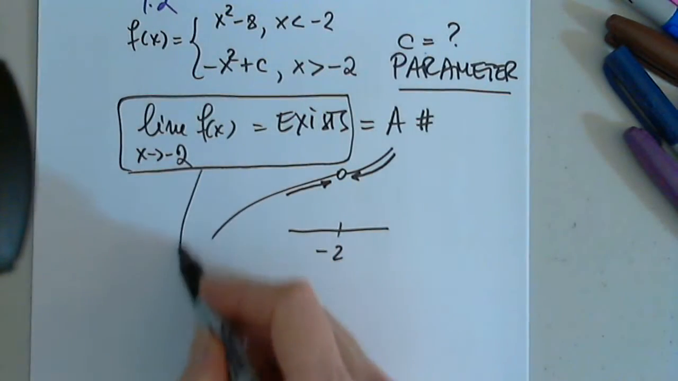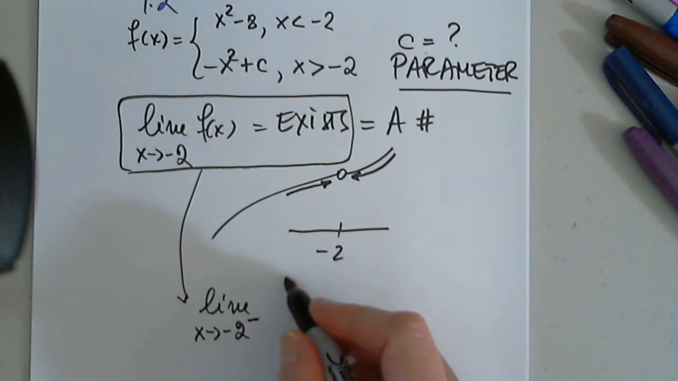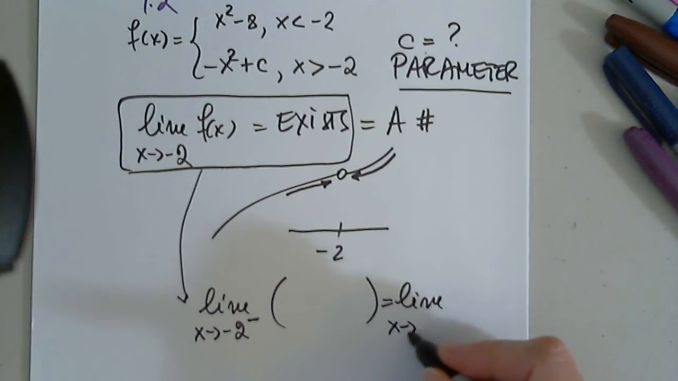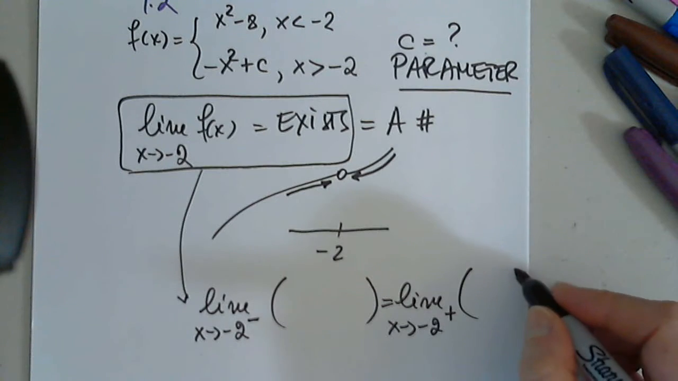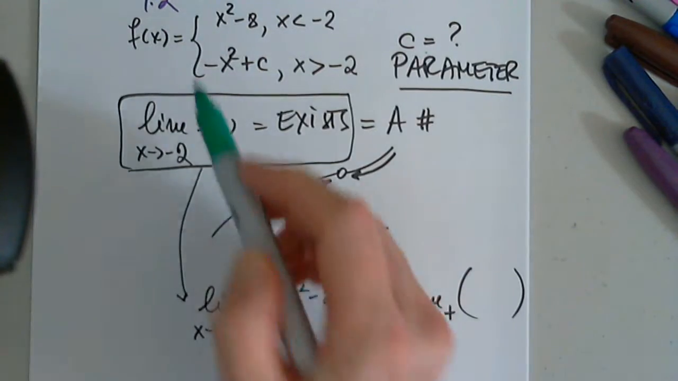So then this means that the limit as x approaches negative 2 from the left of, you will tell me what, equals the limit as x approaches negative 2 from the right, and you'll tell me what. So when we determine the limit from the left, which branch are we going to use? We can only use one or the other. X squared minus 8. Very good, of course. X squared minus 8, right here.